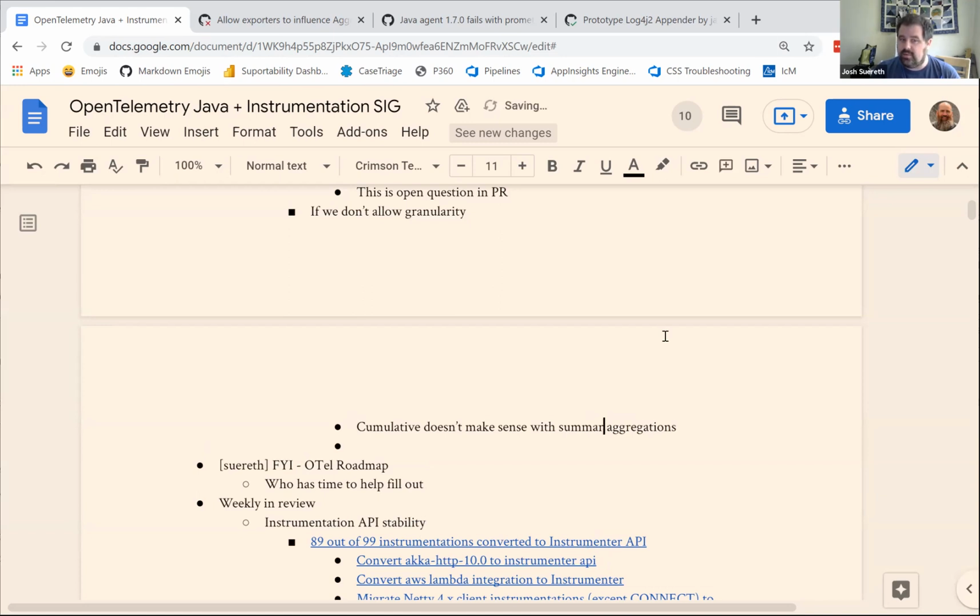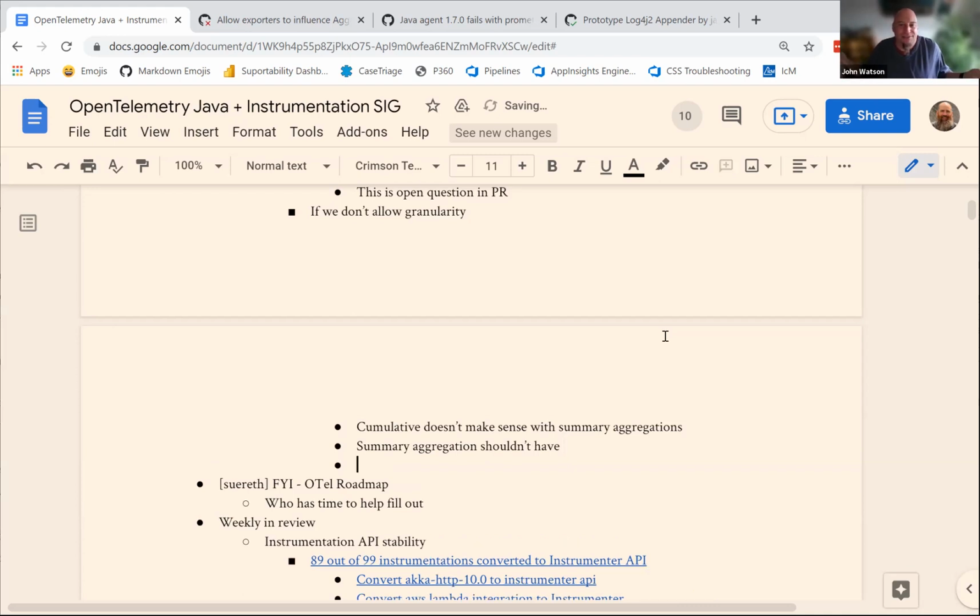Yeah, one of the issues with summary actually is it shouldn't have aggregation temporality at all, by spec. Yeah. Last value also doesn't, right? Last value is in that same bucket. Last value is neither cumulative nor delta. It's just the last value. Yes. And we're storing a lot of data on last value that we don't necessarily need to be able to do cumulatives and deltas. Totally agree with that.